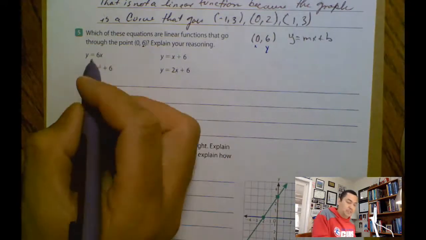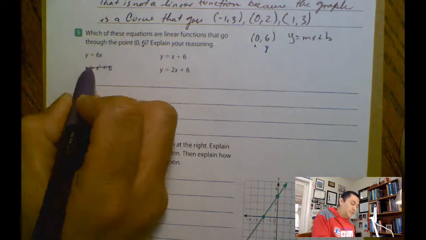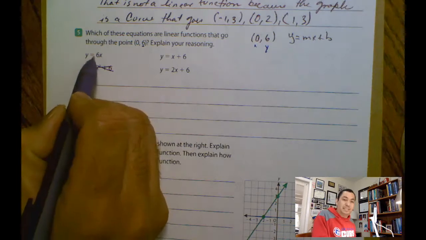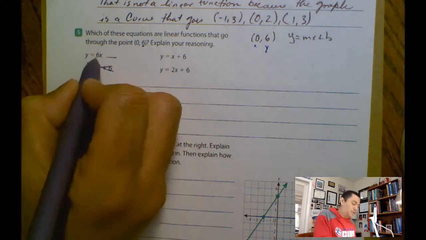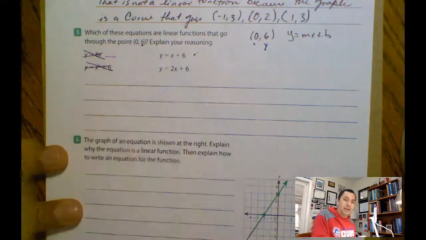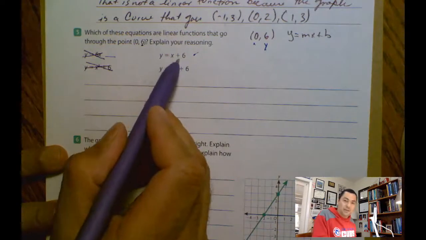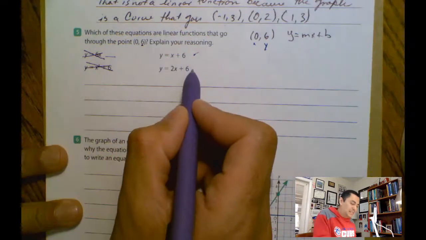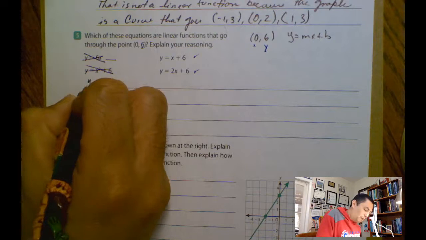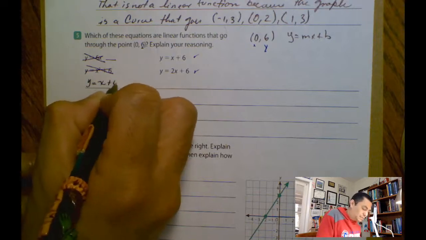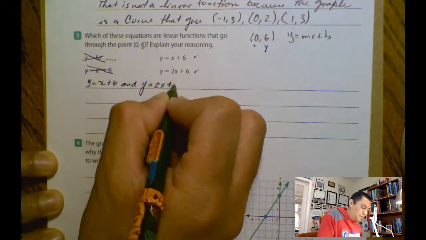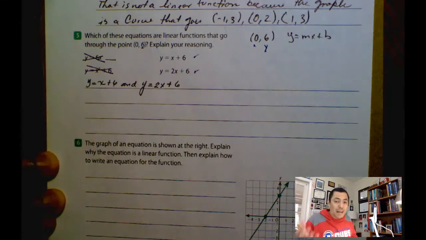So from these equations, see, this one is not a linear equation, so I crossed out that one. This one is 6x, it doesn't have any initial value, so cross that one out. Then I have y equals x plus 6, that's linear, and it has an initial value of 6. And this one, y equals 2x plus 6, is also. So what we're going to put in those comments, the solution is y equals x plus 6 and y equals 2x plus 6. Now explain your reasoning.